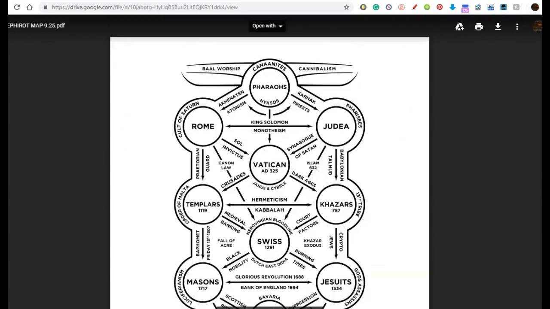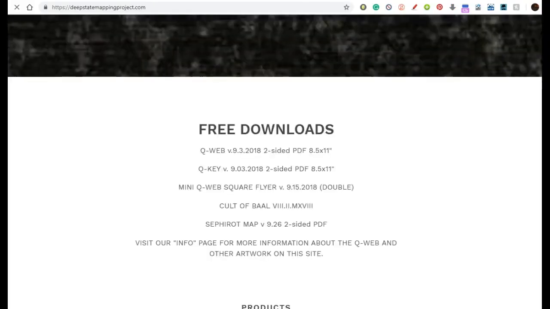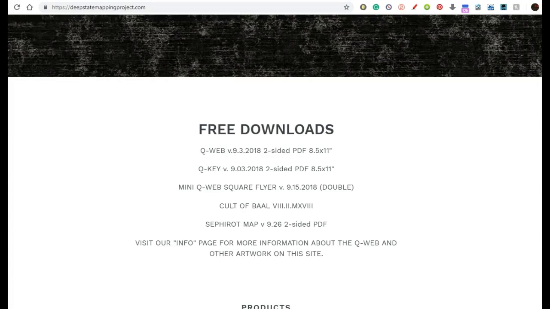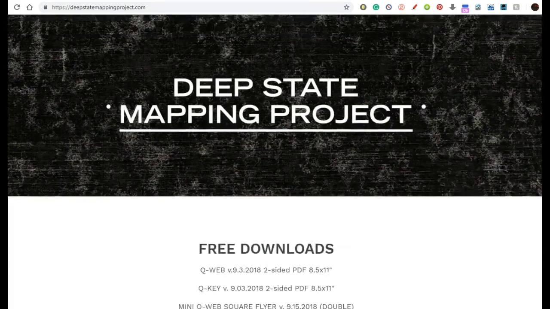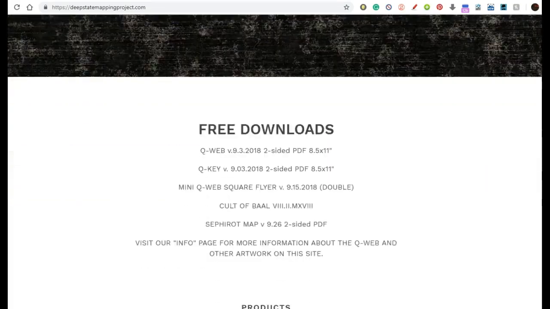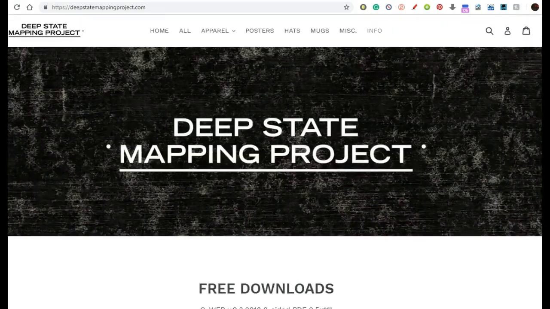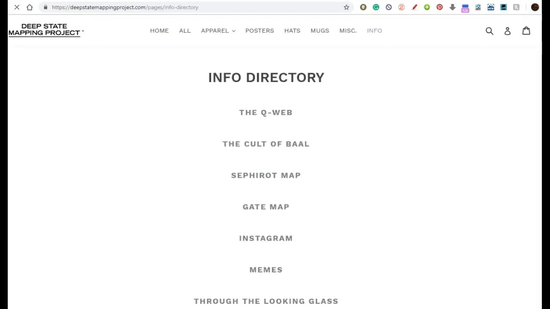And we've got the Q web, I think the Q key, which is the color version, the Sephiroth map, and the Cult of Baal map. So you can get PDFs of all of those, and the essay is on page 2 of the Sephiroth map one. Now, in addition to that, if you want to dig deeper, the info tab of the navigation bar on deepstatemappingproject.com is where you will find the other individual pages I've created for these artworks. So actually each one has their own page.